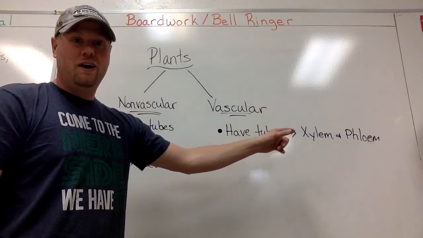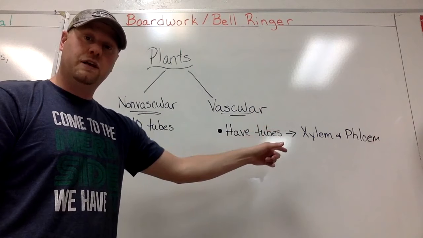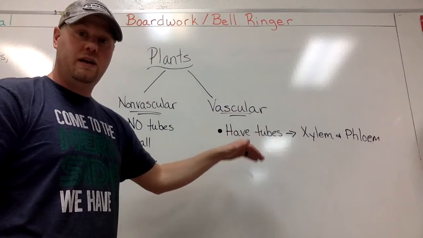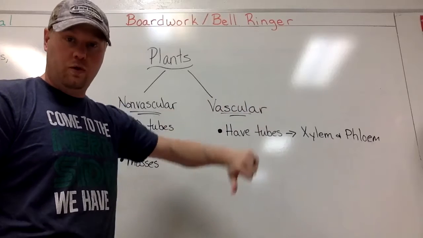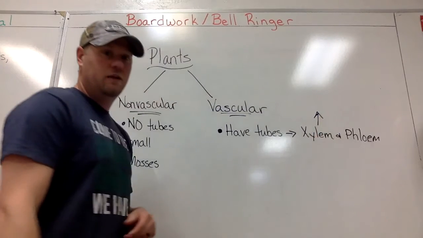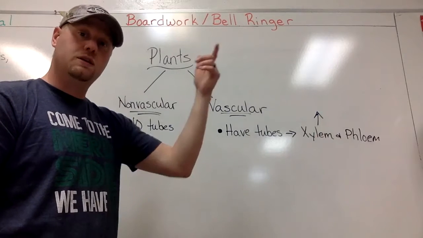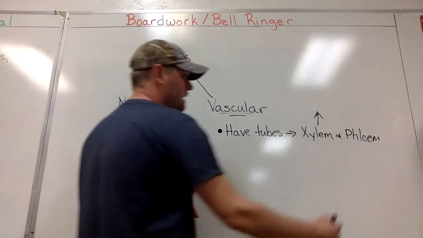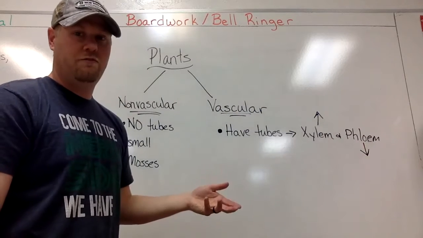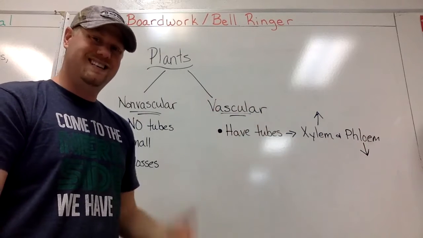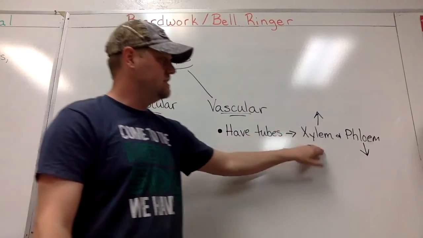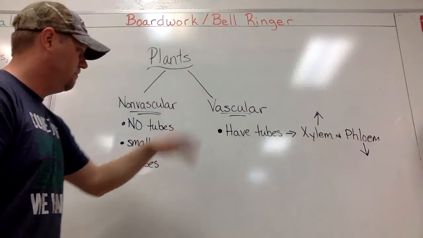Xylem and phloem are the tubes that these plants have, and that's how things get moved up and down that organism. The way I always remembered it is you xylem up and you phloem down. If you want to add a little arrow here, that will help you remember that xylem is taking things up from the roots to the top of the plant so it can be used, and phloem is taking things down from the leaves, mainly the food that's being made in the leaves, down to the roots so that the plant can actually utilize it. So they have tubes, xylem and phloem: xylem up, phloem down.